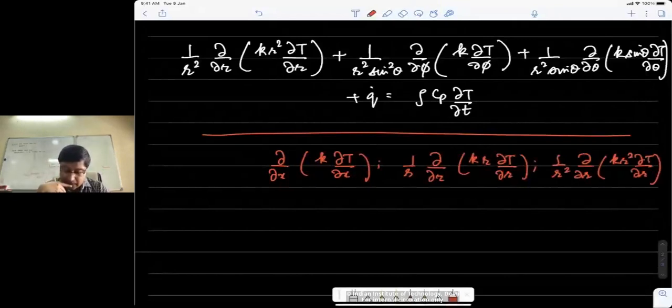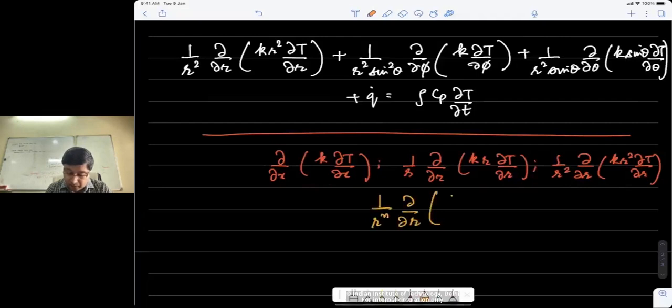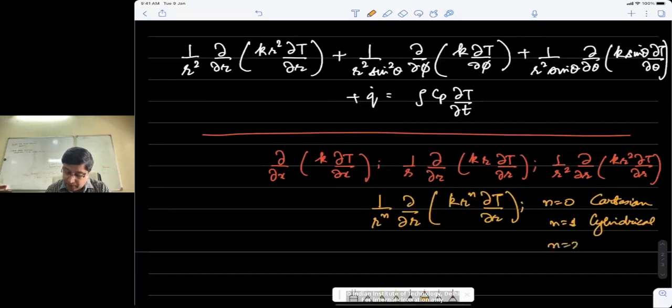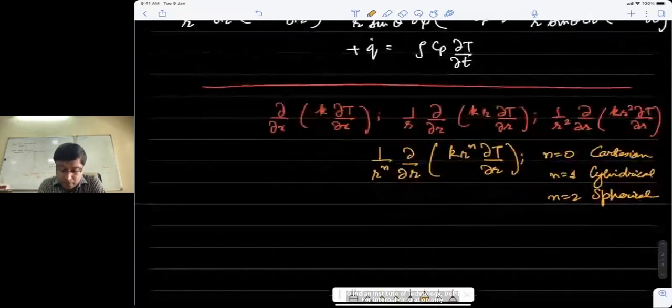The way to remember, if you want to do it this way, is that as you go higher in coordinate systems, from Cartesian to cylindrical to spherical, the general form for remembering is 1 by r^n d by dr of k r^n dt dr, where n is 0 if it's a Cartesian system, n is 1 if it's cylindrical, and n is 2 if it's spherical. Okay, so that would be the first term.